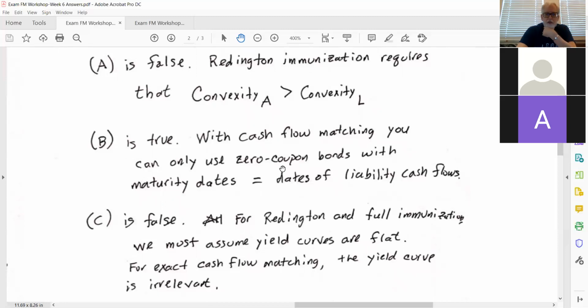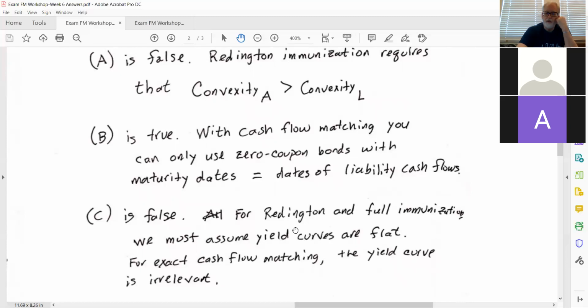Okay, C says both Redington immunization and full immunization are based on the assumption that the yield curve has higher yields for longer term investments. That's false, and it gets into the lecture for today. For Redington and full immunization, we must assume that yield curves are flat. For exact cash flow matching, the yield curve is irrelevant, so it's false.